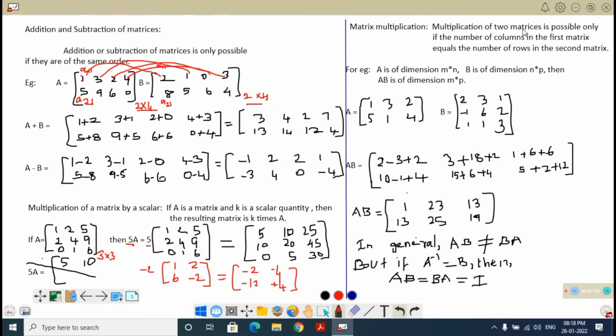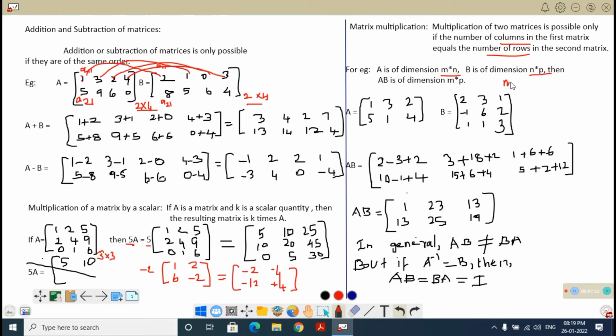So multiplication of two matrices is possible only if the number of columns in the first matrix equals the number of rows in the second matrix. This is the condition for matrix multiplication. For matrix addition and subtraction, it should be of the same order, dimensions, but here the number of columns in A must coincide with the number of rows in B.